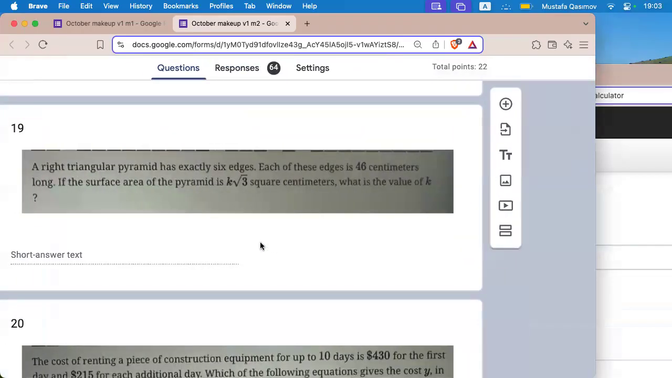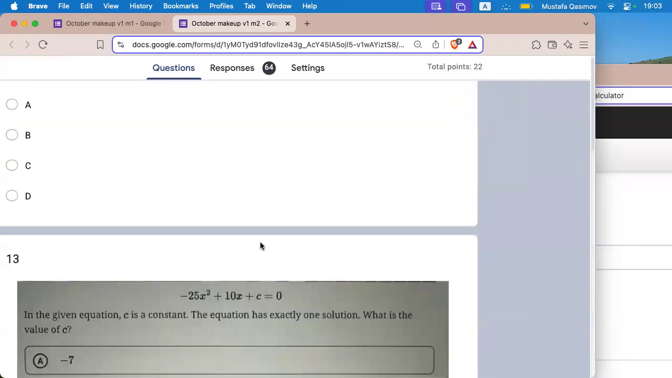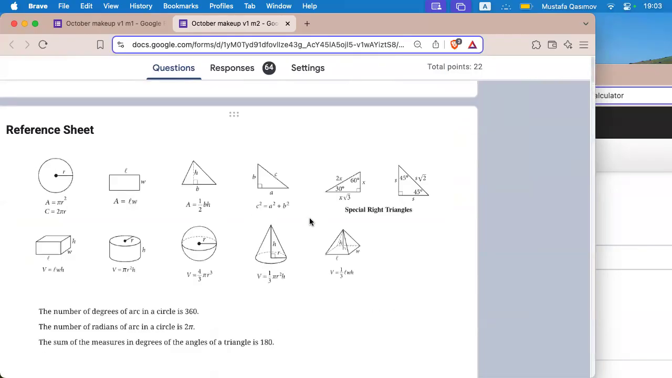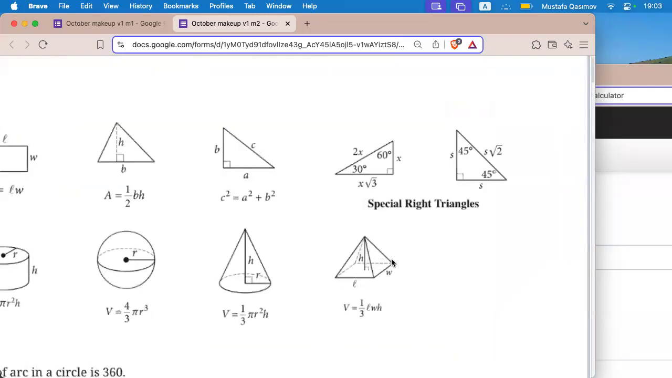19. For 19, it's a right triangular pyramid. It has exactly 6 edges. I hope you know the meaning of pyramid. This one is a pyramid, like that. But because it's triangular, it means that its base is a triangle.